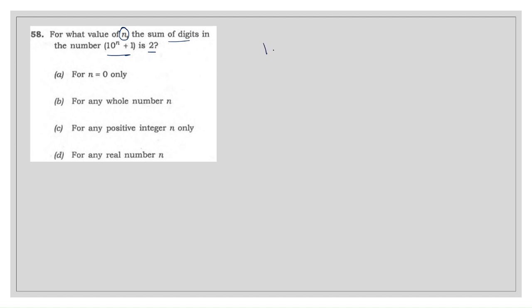That means suppose we take the value of n as 1. So 10 raised to the power 1 is equal to 10, plus 1, and after adding these we'll get 11. So the sum of these digits, 1 plus 1, will be equal to 2. So this is what this question really means, what should be the value of n. So here the value of n was 1.